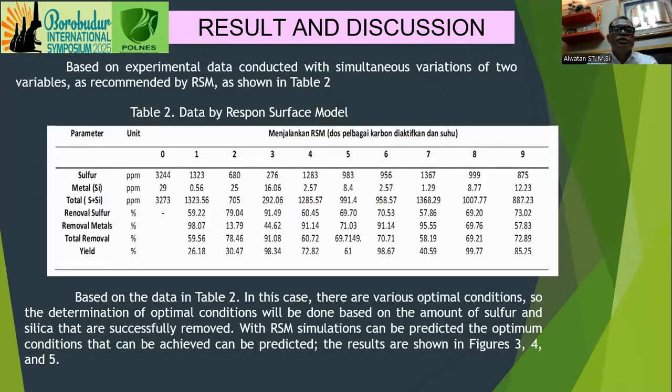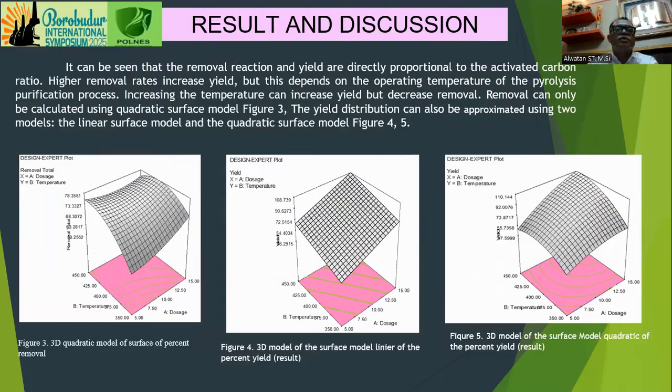And then this is the data from the response surface model. Based on table 2, in this case, there are various optimal conditions, so the determination of the optimal condition will be done based on the amount of sulfur and silica successfully removed. With RSM simulation, the optimum condition that can be achieved can be predicted. The results are shown in figure 3, figure 4, and figure 5.